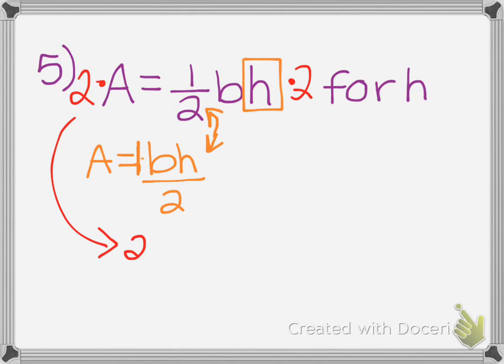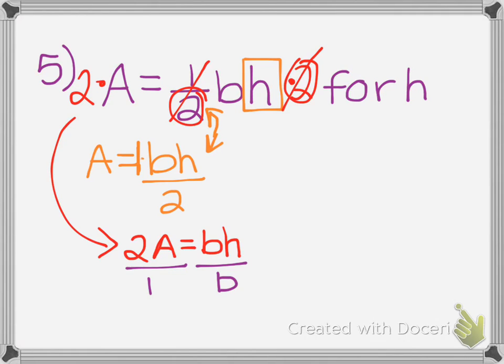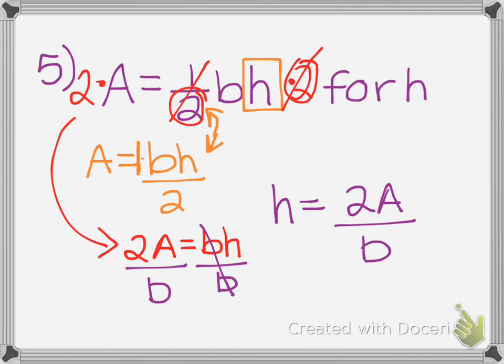Alright, so now I have 2a is equal to bh, because over here this 2 canceled out this 1/2. Alright, now I need h by itself, so I'm going to divide both sides by b. The b's on the right cancel out, and I have h equal to 2a divided by b.